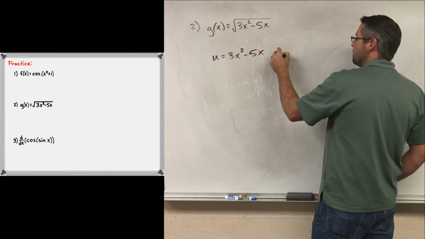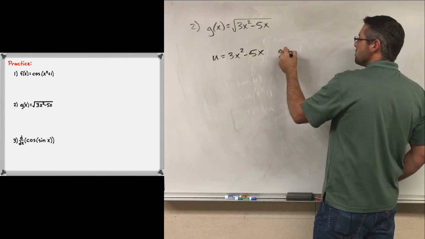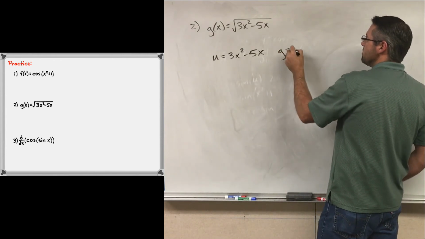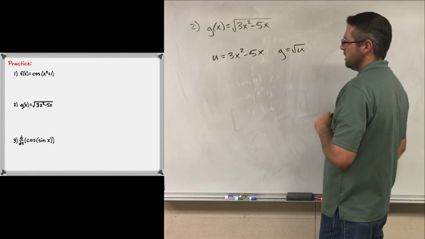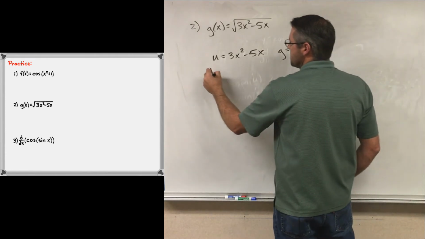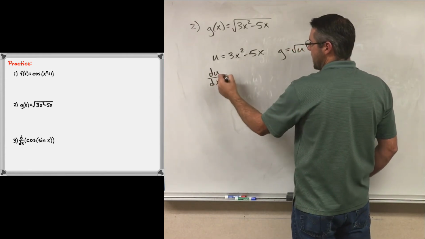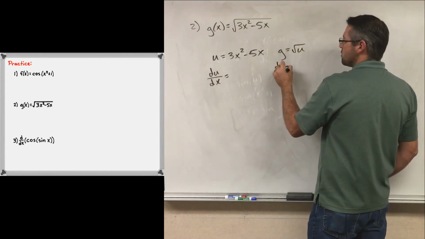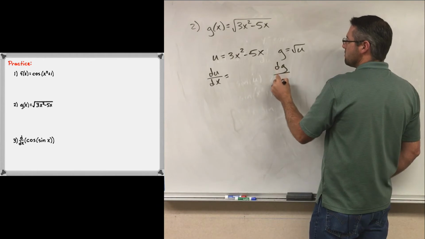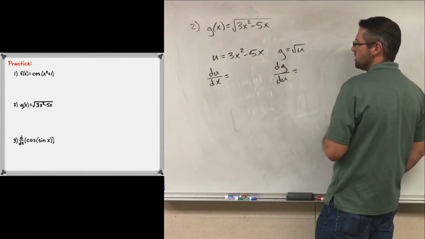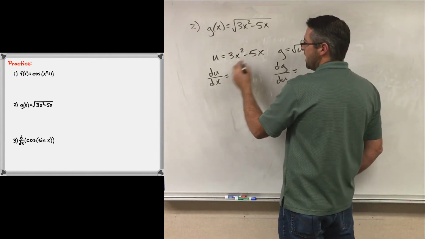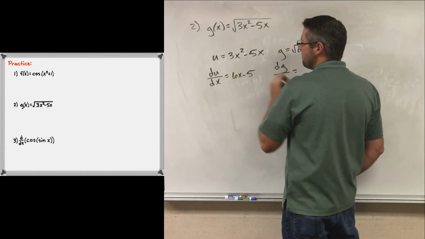And the outside then would be g of u. So I'll just say g of u is equal to radical u. Okay? We need to figure out du dx, the derivative of the u function in respect to x. And we need to figure out the derivative of the g function in respect to u. So those are our two things we have to do. The derivative of this guy is going to be 6x minus 5.